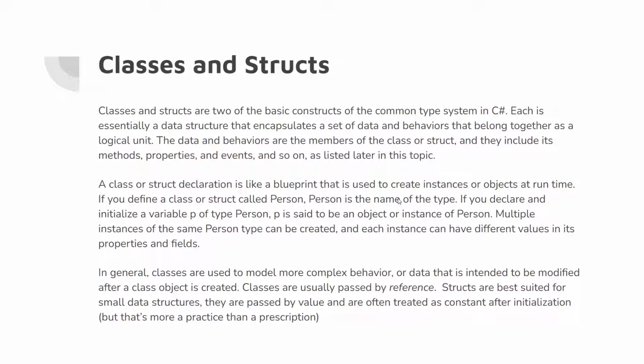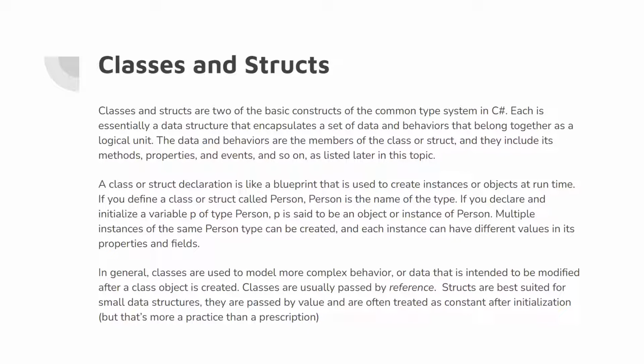It'll make more sense. So classes are the main thing we're going to use, but structures exist as well. And they're almost, in some cases, fairly interchangeable. They both have this data in them. They both have methods in them. They are basically two basic constructs of the common type system in C#.